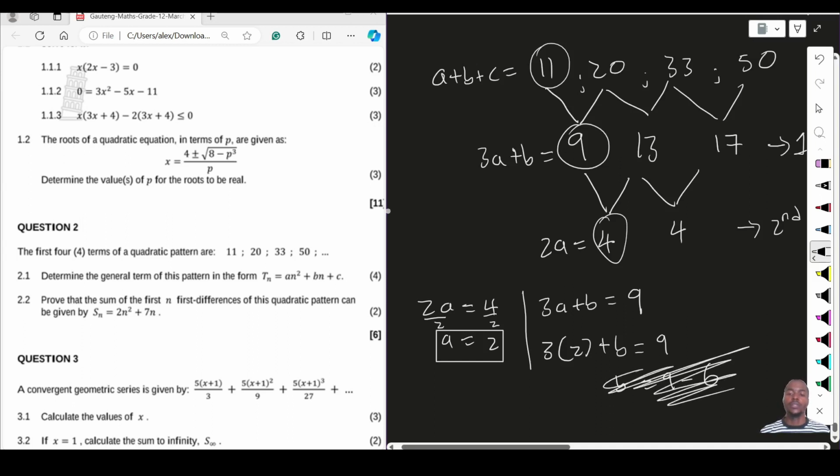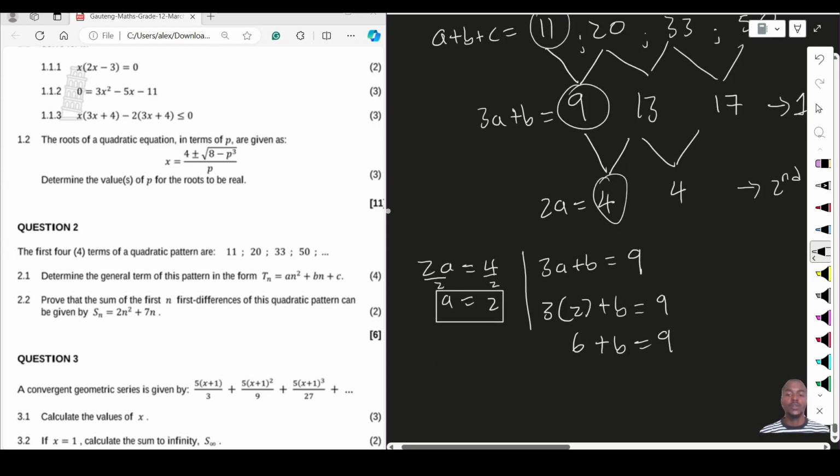Okay, let me not rush to get the answers. So we can say 3 times 2, it's 6, plus b is equal to 9. From there, you say b is equal to 9 minus 6. Then b is equal to what? 3. This is our second solution.